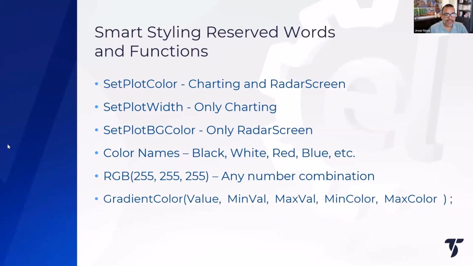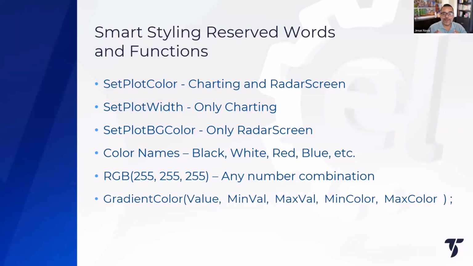Gradient color is a reserved word that allows you to establish two main colors for a minimum and a maximum range of values. And the gradient color reserved word will pick a color in between based on the value of that particular plot. Let's say, for example, that you're plotting ADX values. ADX, it's an indicator, a technical calculation that lets you know if there is a trend happening currently.